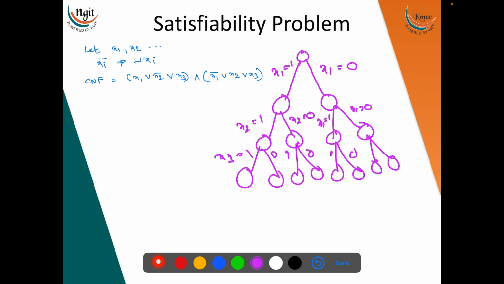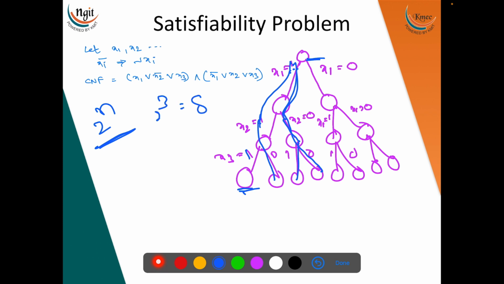The solution of this state space tree is what? From leaf to root or from root to leaf. What are the possibilities of the satisfiability problem? 2 power n. That is 1 1 1, it is one of the solutions. 1 1 0, one of the solutions. 1 0 1, one of the solutions. 1 0 0. So like this you can find 2 power n, that is 2 cube is equal to 8 possible solutions.